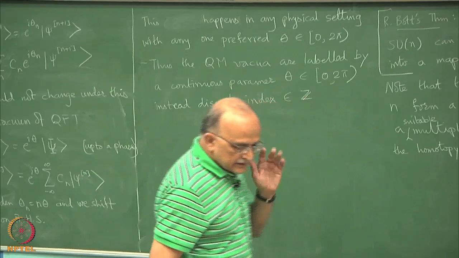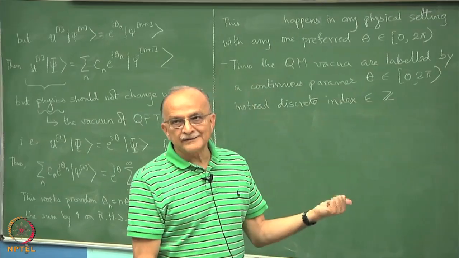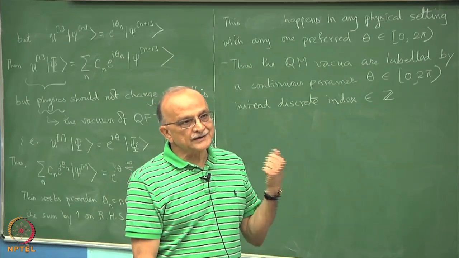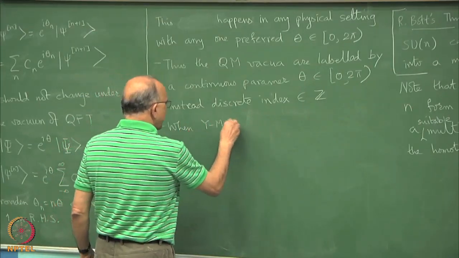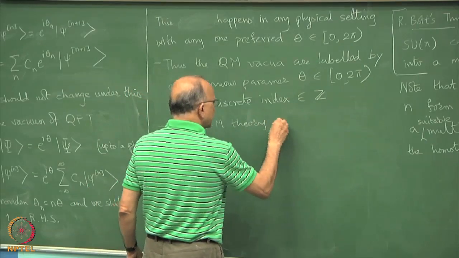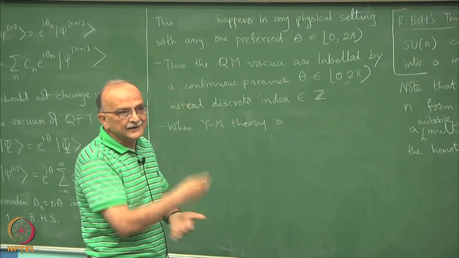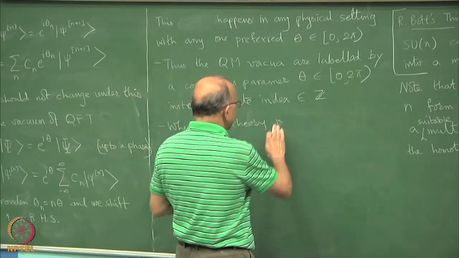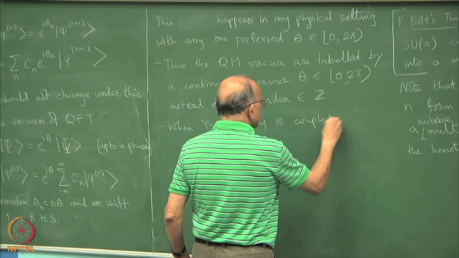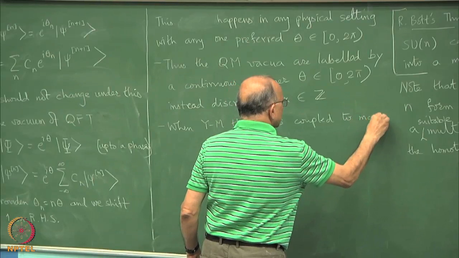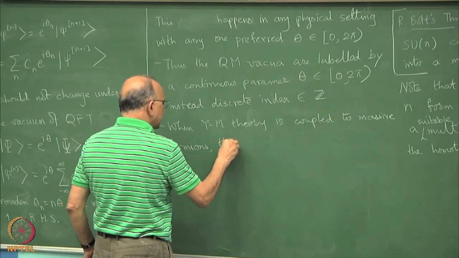But the point is that further you may say that who cares, some theta is there, it is actually unobservable. But if the theory is coupled to fermions which are massive, then you can show that the theta actually becomes observable. Right, for if it was like this, you say, oh, I live in a world with one value of theta and I will set it equal to 0. Nobody can argue against that, because you can choose the phase of your wave function. But when Yang-Mills theory is coupled to massive fermions, this theta becomes an observable.